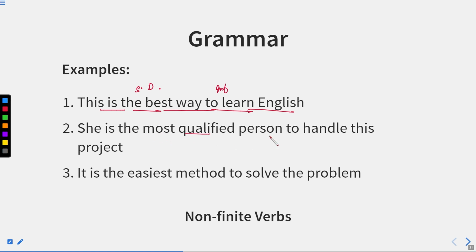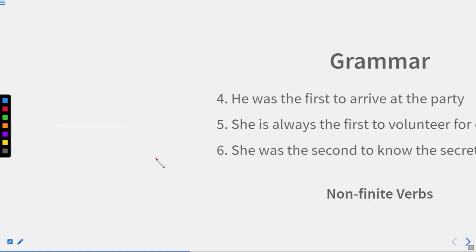She is the most qualified person to handle this project. So to handle is an infinitive. It is the easiest method to solve the problem. So to solve is an infinitive, and easiest is the superlative degree of the adjective.